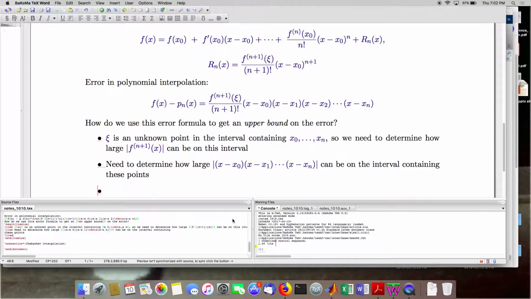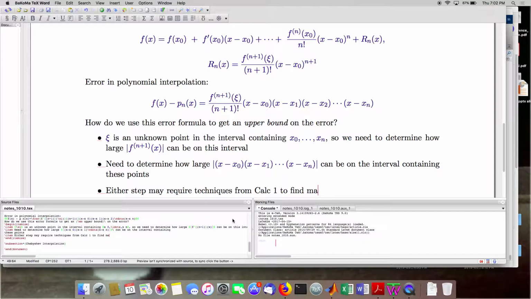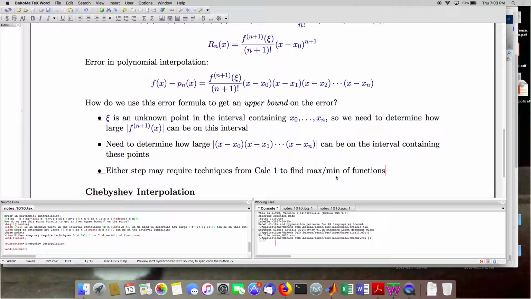Now, one point I want to make about both of these steps is they require techniques from Calc 1 to find the max and min of functions. Who can remember from Calc 1? How do you find the maximum or minimum of a function? What do you do? Take a derivative, set it equal to 0, find the critical points. And here we're trying to find a max or min on an interval. So when it's on a fixed interval, what else do you do? Yes, test the endpoints of the interval. So all that stuff that you were taught in Calc 1 ends up being useful here. And we look at both the max and min because it's absolute value, so whichever one is larger in absolute value is the maximum.